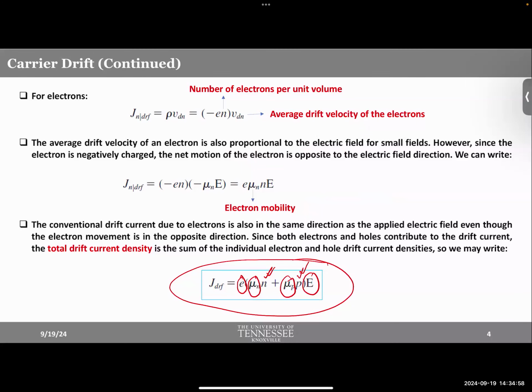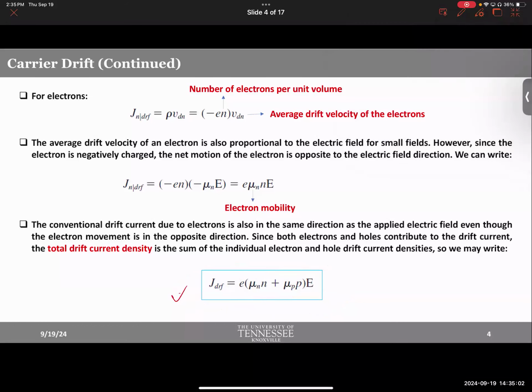Now, keeping that simplistic idea in mind, this is the equation that we arrived at, where the total drift current density, remember, this is current density. Current density is nothing but current per unit area. If you multiply this with the cross-sectional area through which the current is flowing, you get the total current. Remember that. Okay, so let's move on to the next one.